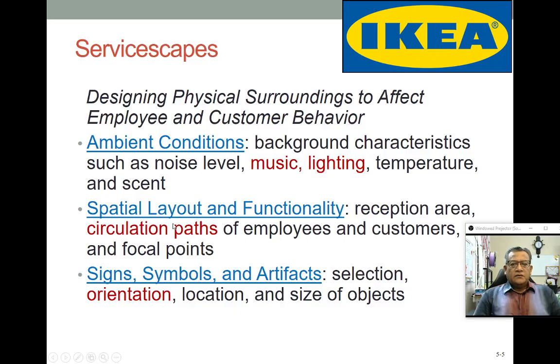How do you see the space layout in between the departments of IKEA that you visited? For example, from the department of perhaps lunch, and later going to the bedroom, and later going to the kitchen. Those are basically spatial layout and functionality.